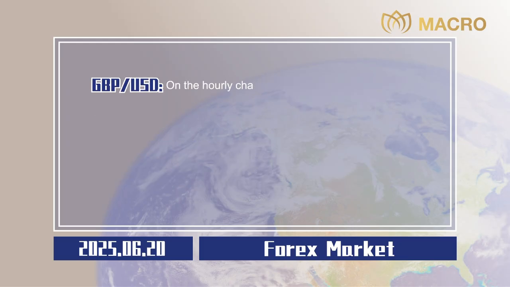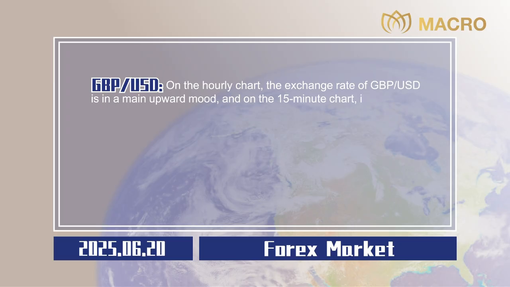Pound sterling to US dollar. On the hourly chart, the exchange rate of pound sterling to US dollar is in a main upward mood, and on the 15-minute chart, it is in a high shock stage, with a shock range of 1.3477 to 1.3500.